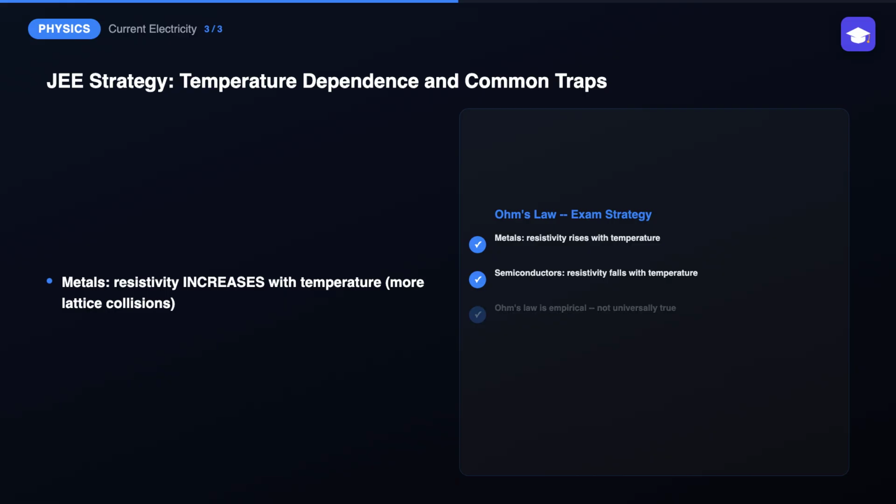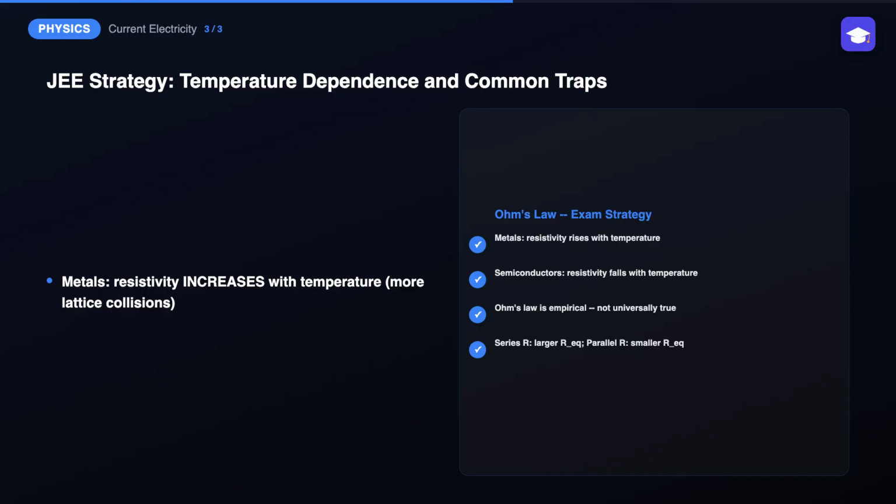For most metallic conductors, resistivity increases with increasing temperature, since increased thermal vibration of the lattice ions increases collision frequency with the drifting electrons, reducing their effective drift velocity for the same applied field.